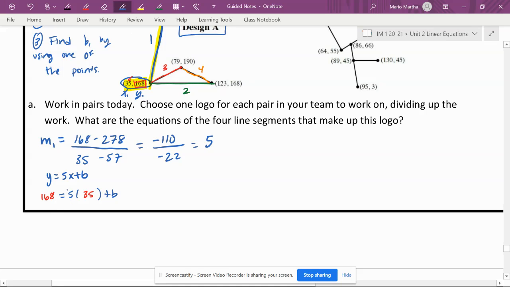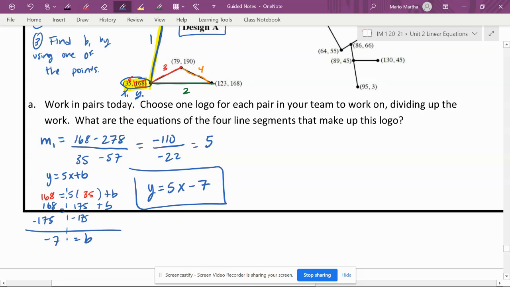So here, we're going to do a little bit of math. 5 times 35 is 175. And that's equal to 168 plus b. Subtract 175 from both sides. And we get negative 7 is equal to b. So our equation is y equals 5 times x minus 7. So that would be the equation of line 1.